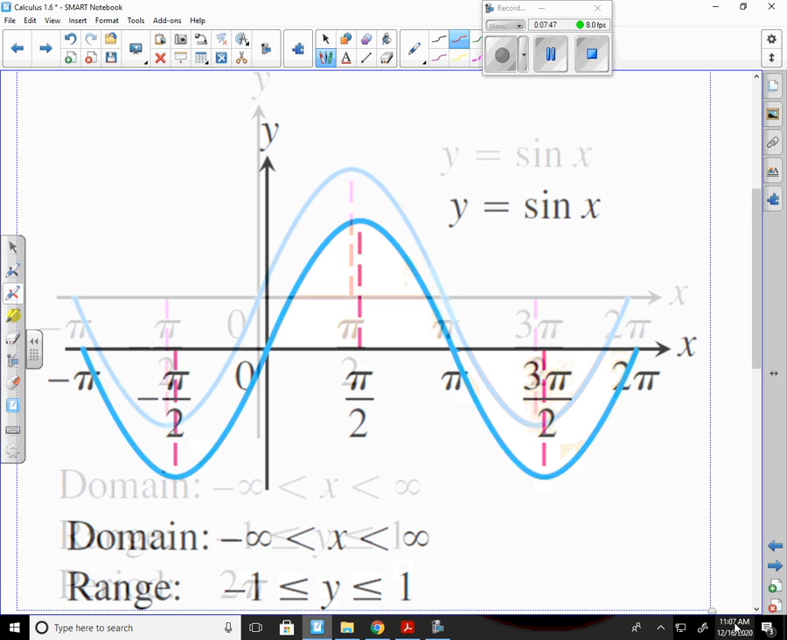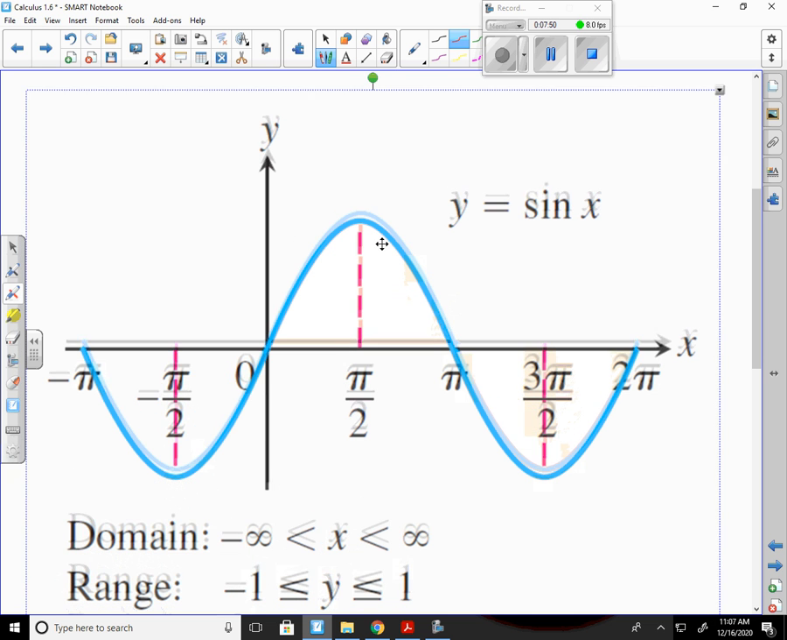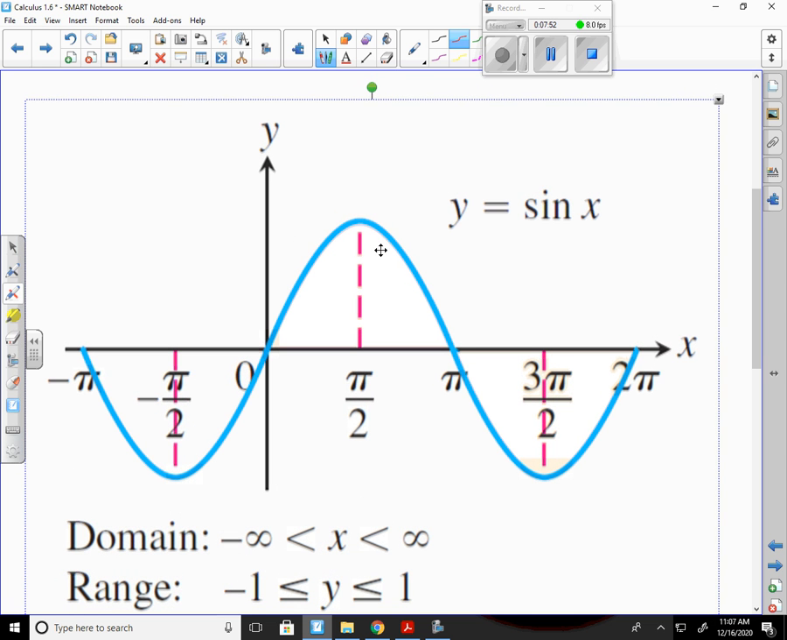So you can see this, that if I set this right on top here, it's exactly the same. If I'm looking at my sine function, at 0, it's 0. At pi over 2, it's 1. At pi, it's 0. And at 3 pi over 2, it's -1. At 2 pi, it's back to 0.